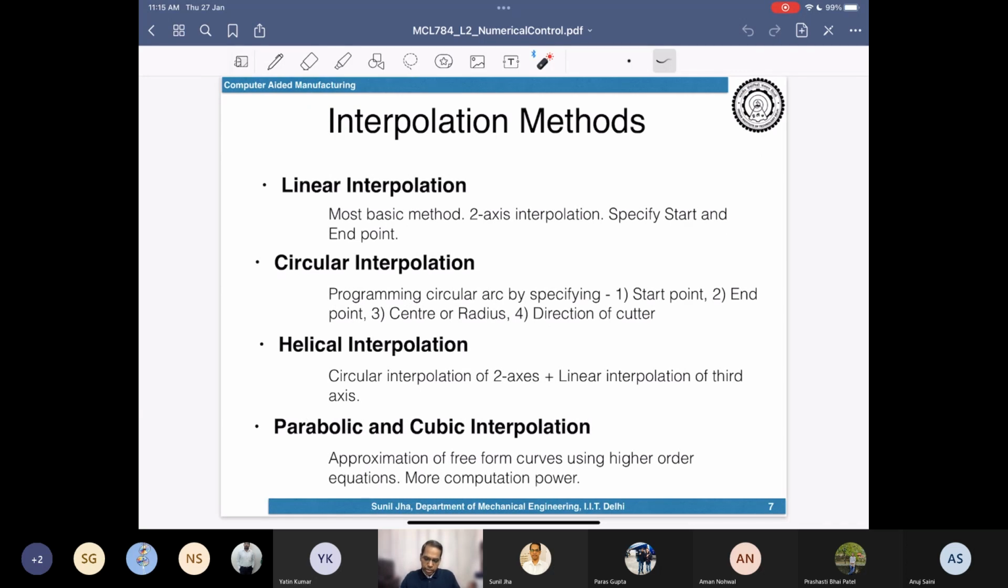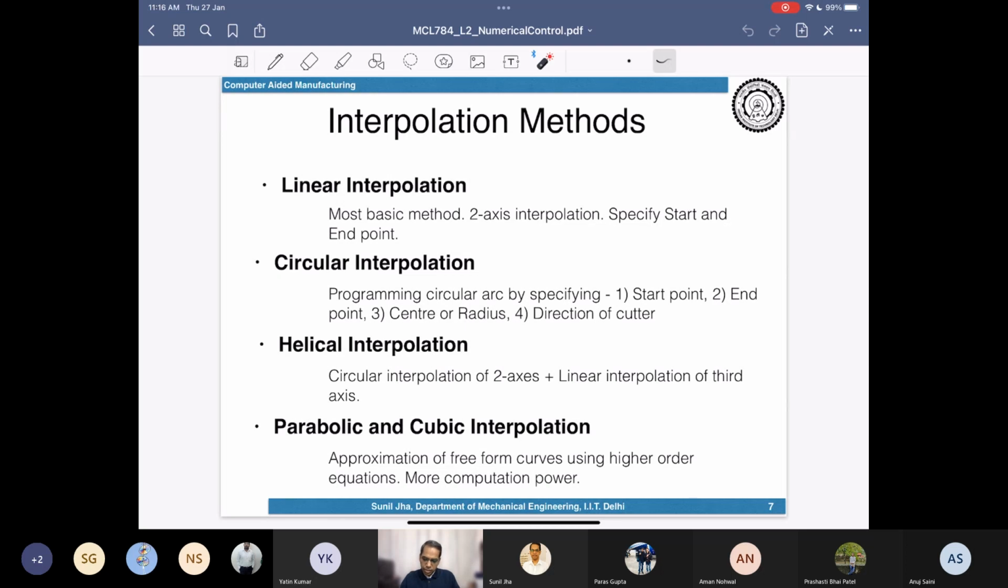So there are two interpolation methods which are very common in all types of machines, the linear interpolation and the circular interpolation. Most of the geometries that are generated use these two interpolation methods. We'll discuss interpolation in more technical detail when we discuss the motion control part, so let us wait till then, but let's try to understand the basic types of interpolation.